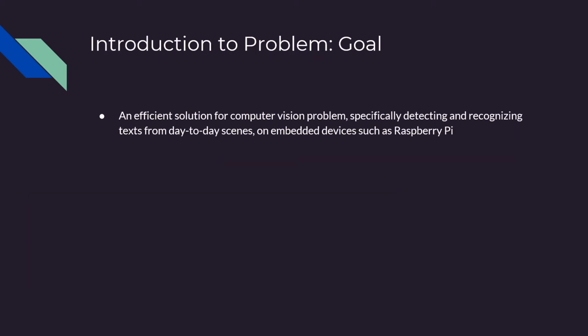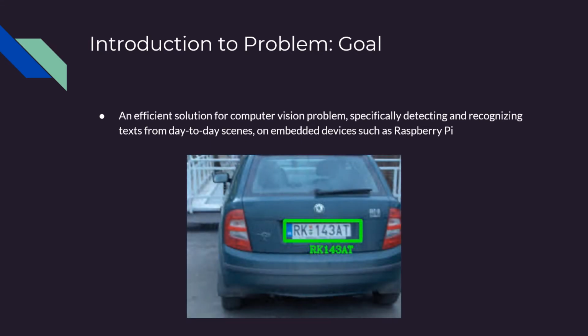Our goal is to develop an efficient solution that detects and recognizes text from day-to-day scenes that is to be deployed on embedded devices such as Raspberry Pi. Detecting and recognizing words from images has become a somewhat mature technology. For example, car plate recognition used for crime purposes or public parking systems is quite used in practice. However, the ability to utilize the technology on embedded devices is quite challenging due to relatively lower computational ability, and it makes the study non-trivial.